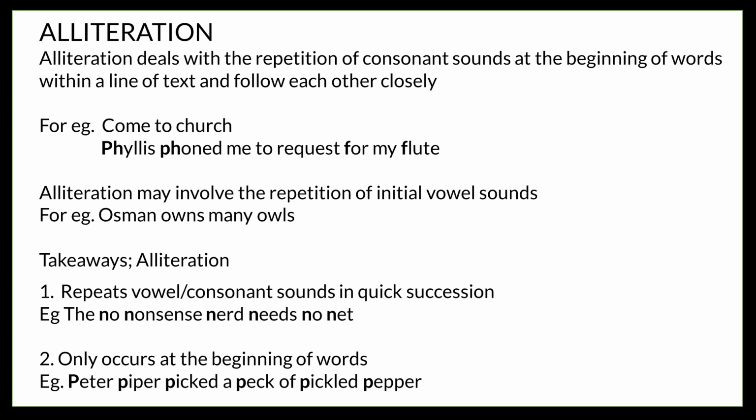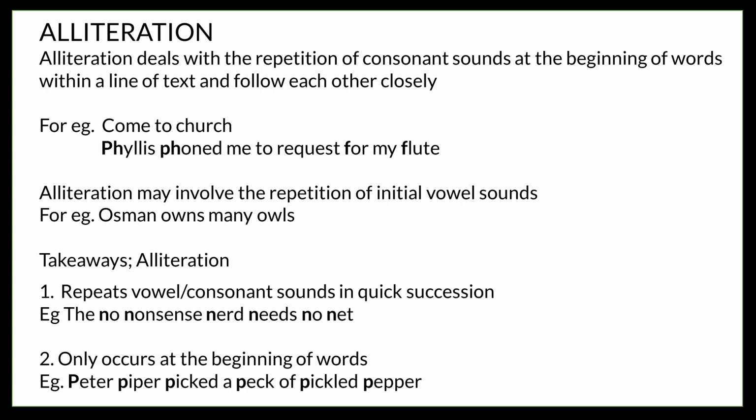This is because the initial sounds produced do not produce the same consonant sounds. The focus of alliteration is a repetition of mostly consonant sounds, so that we can say a sentence like "Phyllis phoned to request for my flute" is alliterative. Why? Because the consonant sound F runs throughout the sentence, and that's what we are looking out for.